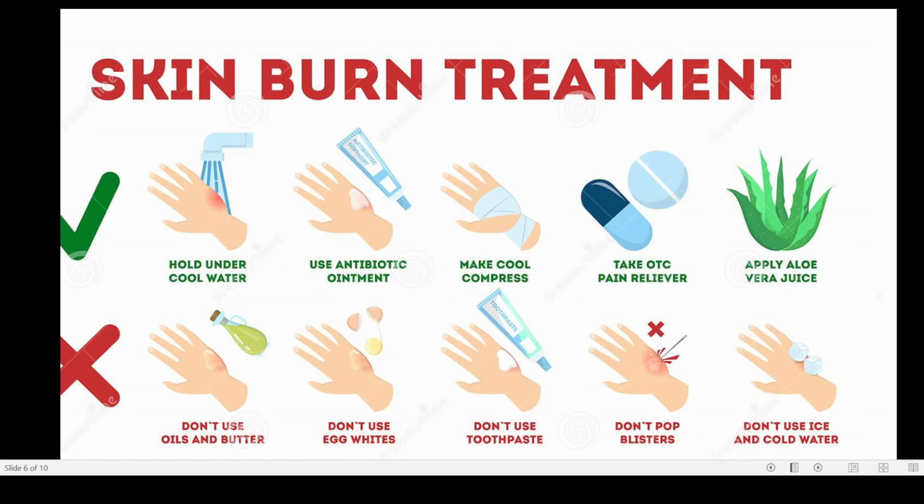Firstly, you will never use any oil or butter over the burnt area. Don't use egg whites. Don't use toothpaste. And over the burnt area, you will find some water-filled blisters. Never prick those blisters. It will be a disaster. And don't use ice or very cold water over the burnt area, because that will damage the tissue.